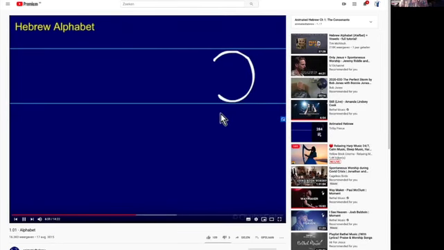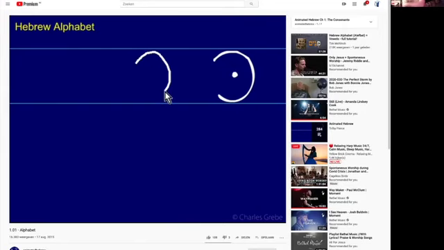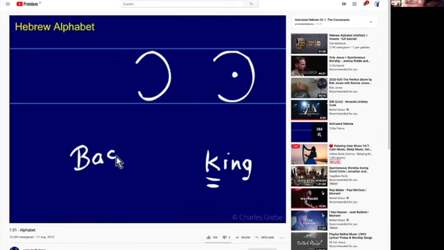Kaf is written a bit like the English C, but backwards. And like Beit and Gimel, it can take a Dagesh. So let's put one in there. With the Dagesh, Kaf is a K, the hard K sound, as in king. Without the Dagesh, it is that Ch sound, as in Bach, or Loch, as we saw earlier with Tate. So this is Kaf. Kaf is K or Ch.